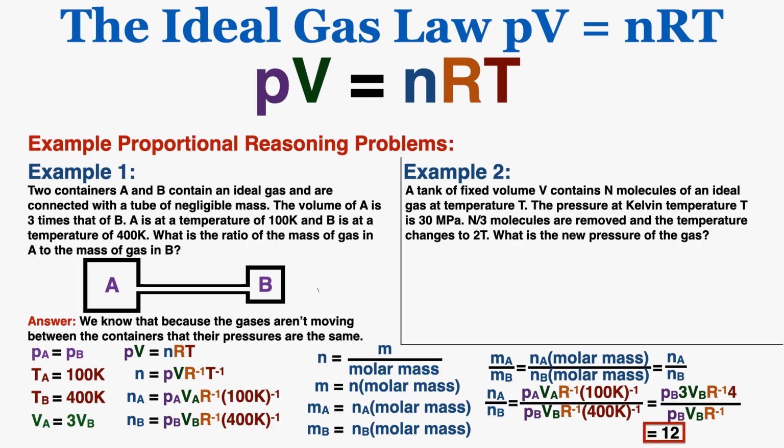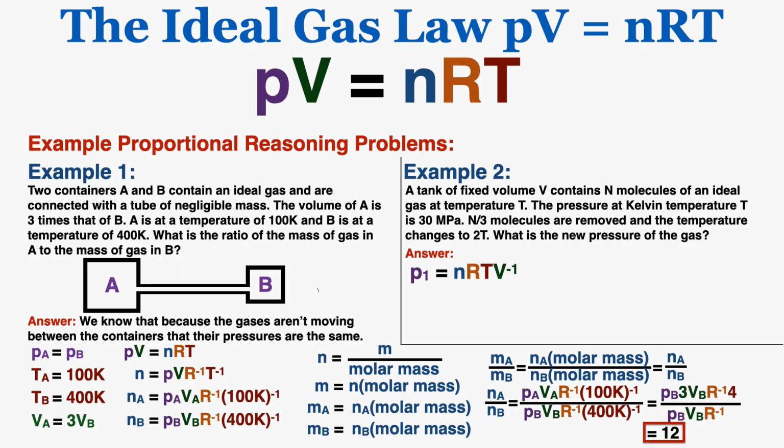In example 2, a tank of fixed volume V contains N molecules of an ideal gas at temperature T. The pressure at Kelvin temperature T is 30 megapascals. N over 3 molecules are removed, and the temperature changes to 2T. What is the new pressure of the gas?